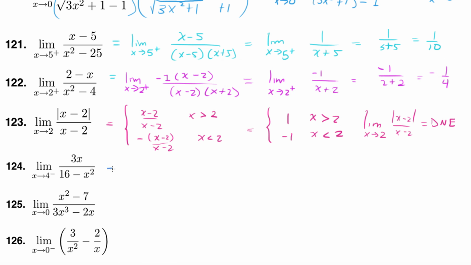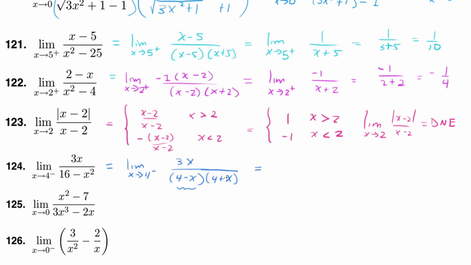Here, we factorize the bottom. Notice that we're going to factorize the bottom for a specific purpose, and you'll see why. So 3x over 4 minus x, 4 plus x. Now, if we are approaching 4 from the left, that means it's a number infinitely close to but smaller than 4. So when I plug that in, I'll have 4 minus a number smaller than 4, which is going to give me a 0 from the right.